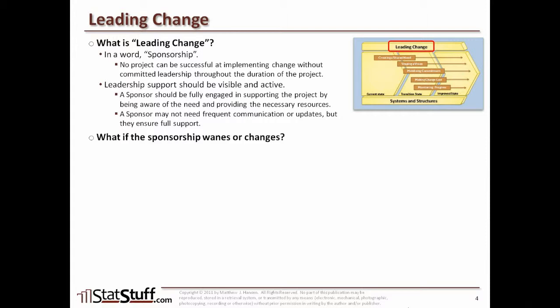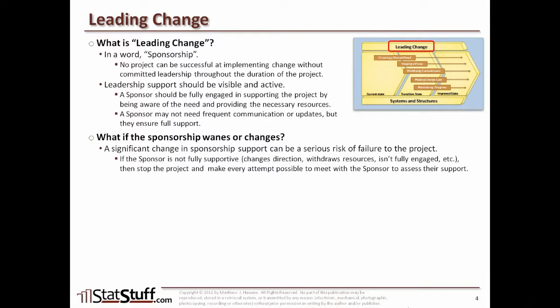So what if you're finding that the sponsorship is waning, or maybe the sponsorship changes? Well, significant change in sponsorship support can be a serious risk, and the failure of the project is going to be inevitable. So if you're finding that the sponsor is not fully supportive, for example, they're changing directions of what's important to them, or their priorities, or withdrawing resources, or maybe they're not fully engaged, then stop the project and make every attempt possible to make sure the sponsor is agreeable to supporting the project as you need it.